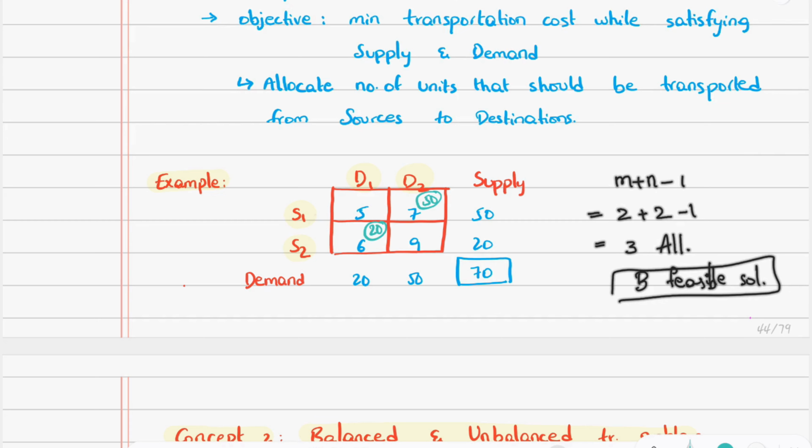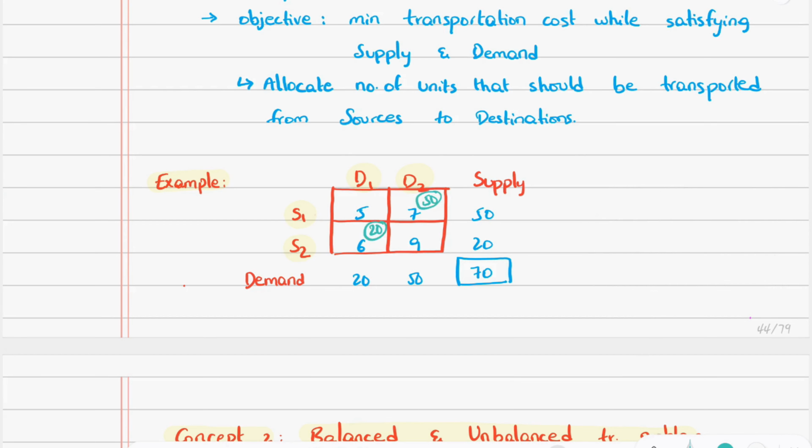However, how many allocations did I make? I made only 2 allocations here. This is the reason why I said this is a feasible solution satisfying the constraints, but satisfying the constraints is not enough. We have to have m plus n minus 1 allocations.